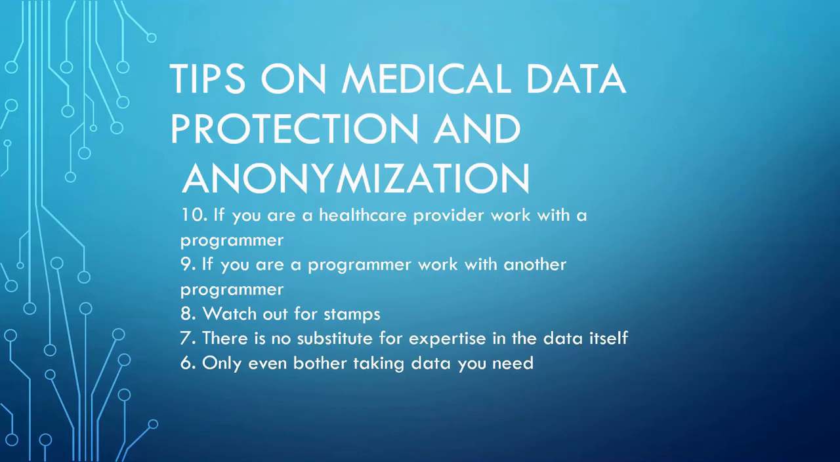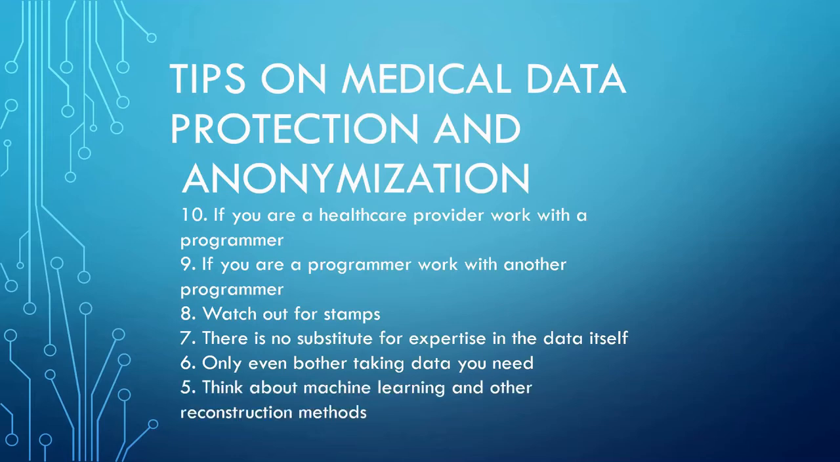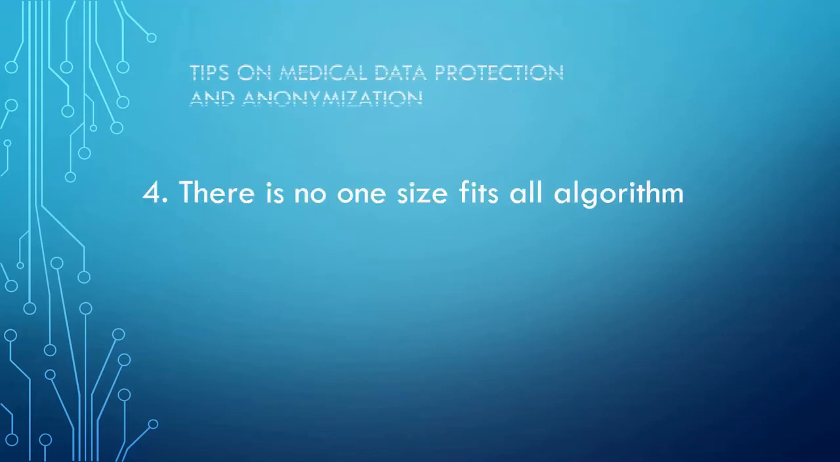My tip number 6 would be to only ever bother taking the data that you actually need. So if you are doing research on the time that patients come into the emergency room, you don't need their names. Don't get their names. It's just another problem for you where you can trip up yourself. My tip number 5 would be to think about machine learning and other reconstruction methods before you make your algorithm or do your research or create your program.